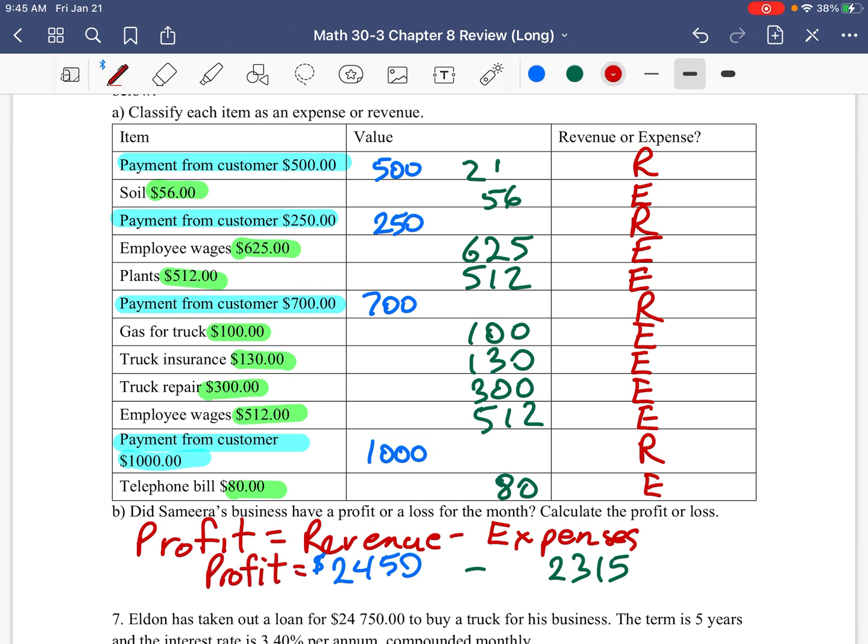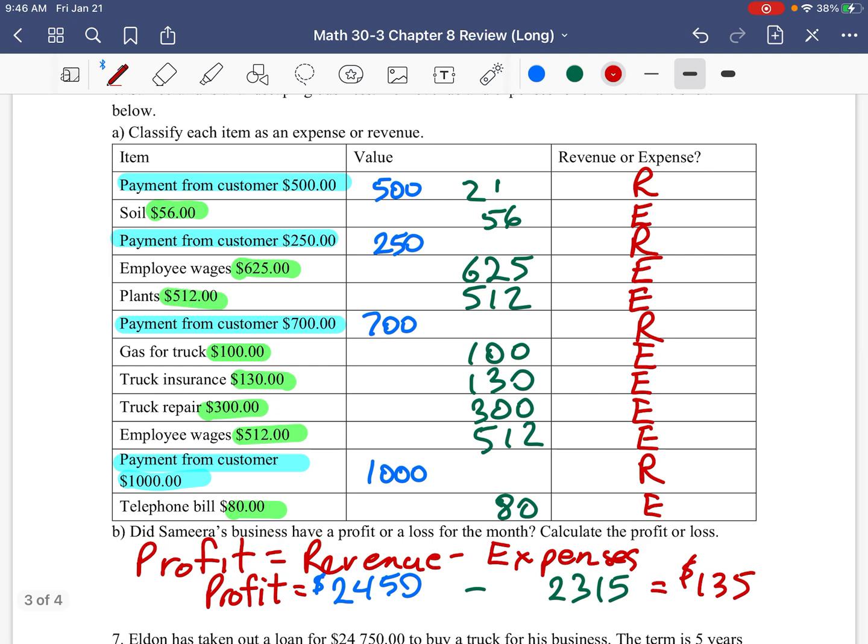So profit is 2,450 minus 2315, which is $135. So profit is $135.